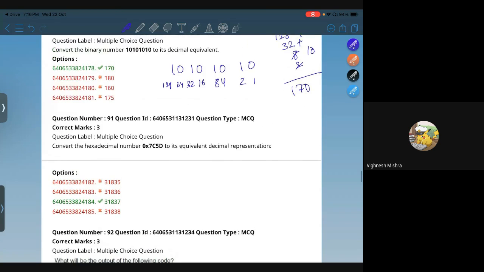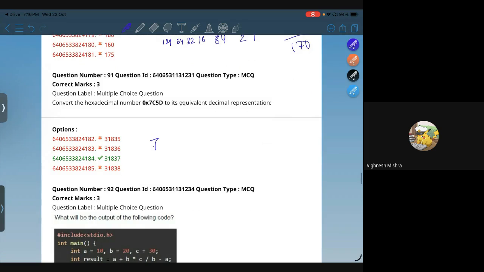Easy, easy. This is a hexadecimal representation, okay? So 7 into 16 to the power 4, 3, 2, 1, sorry, into 3 plus, A, B, C, D, E, F, 9, 10, 11, 12, 13, 14, 15. So your C is 12, 12 into 16 squared, then 5 into 16 plus D is 13.